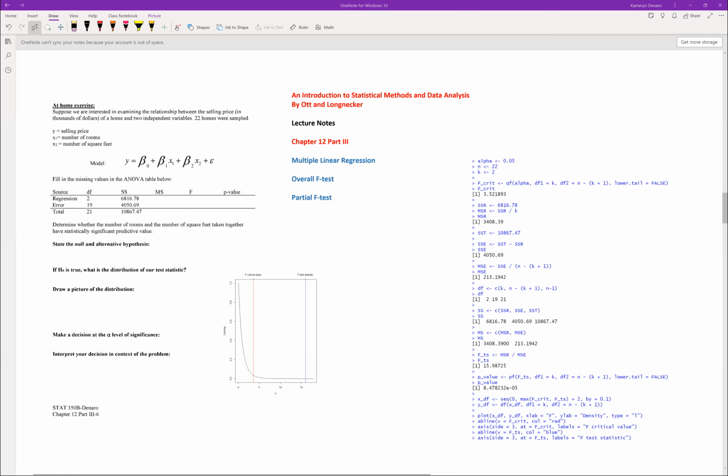Hello, everyone. We're working through An Introduction to Statistical Methods and Data Analysis by Ott and Longnecker. This is chapter 12, part 3. Okay, we're going to work on this at-home exercise.